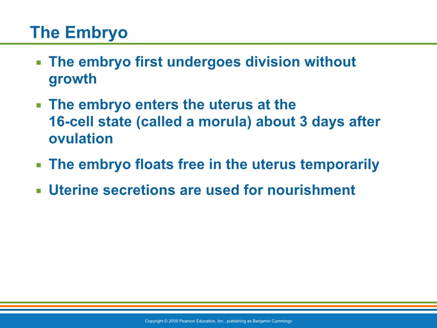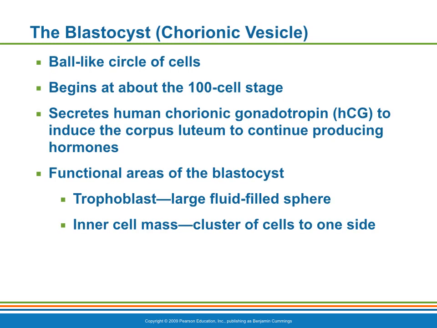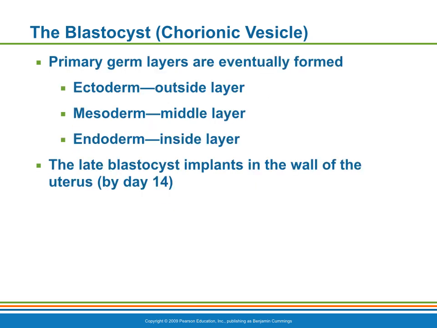So after it's been fertilized, it's made its way down to the uterus in about 3 days, and then it needs to implant. Okay. It goes through this blastocyst stage, and then these different germ layers are forming, and then it implants in the wall of the uterus about day 14.